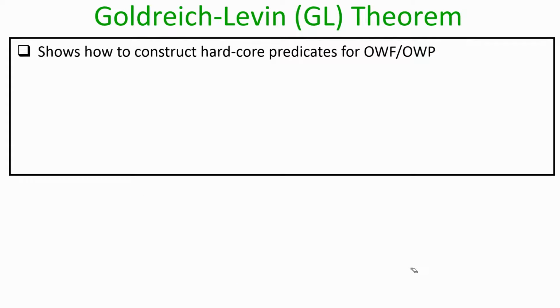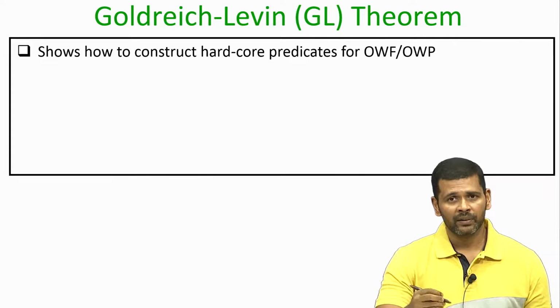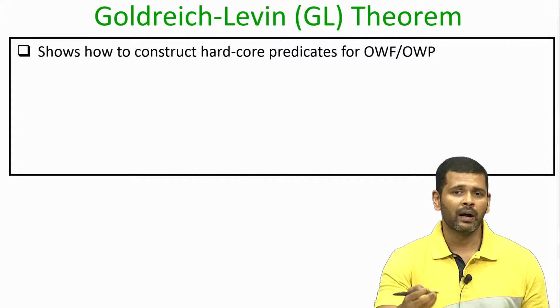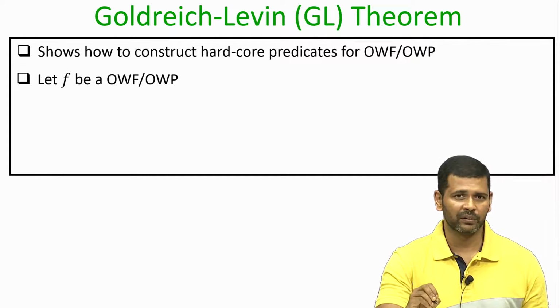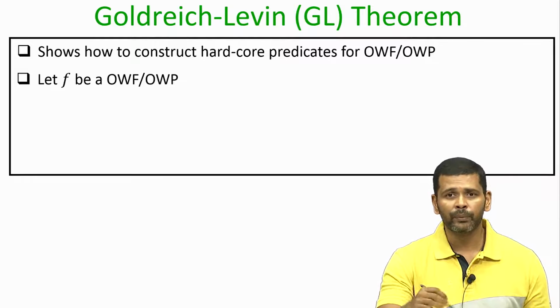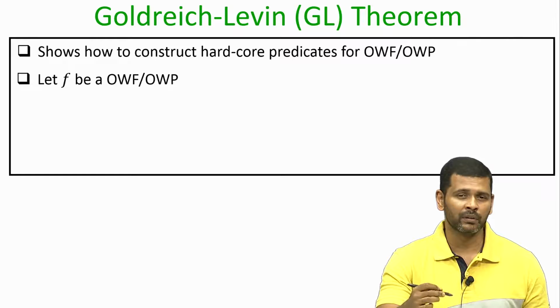So, now the question is: if we are given a candidate one way function or a one way permutation, does there exist an associated hardcore predicate or not? And it turns out that, interestingly, the answer is yes, and that is because of a very fundamental theorem in cryptography, also called the Goldreich-Levin theorem. The Goldreich-Levin theorem basically shows you how to construct a hardcore predicate associated with any given one way function or any given one way permutation. We will not be going into the proof of the Goldreich-Levin theorem; we will just roughly see the theorem statement and the intuition of the security.